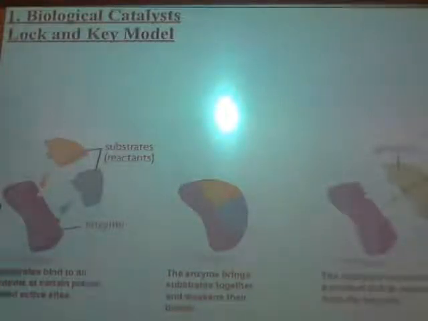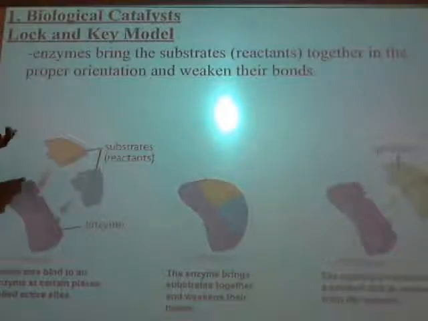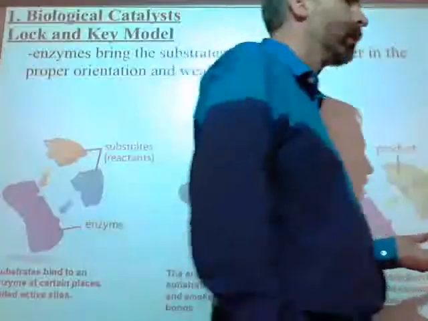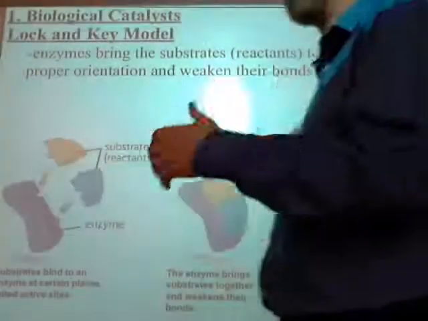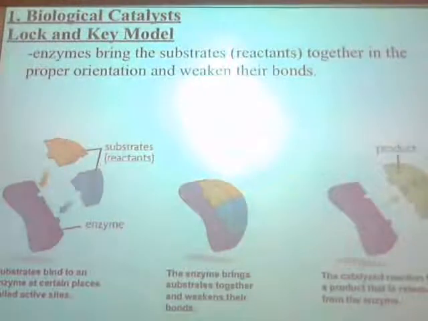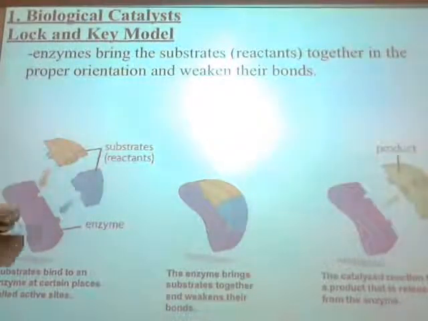All right, so the lock and key model basically says enzymes bring the substrates or the reactants together into the proper orientation, and they generally weaken those bonds so that they can actually form these new bonds together.